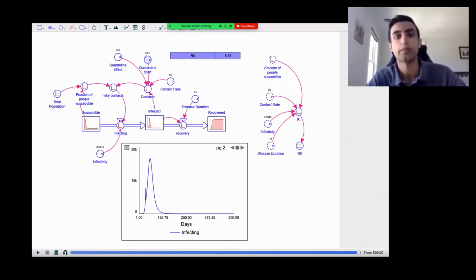So that's a pretty basic SIR model using an aggregate method, but it shows you the concepts of R naught, susceptible, infected, recovered, and how you could go about determining the numbers.